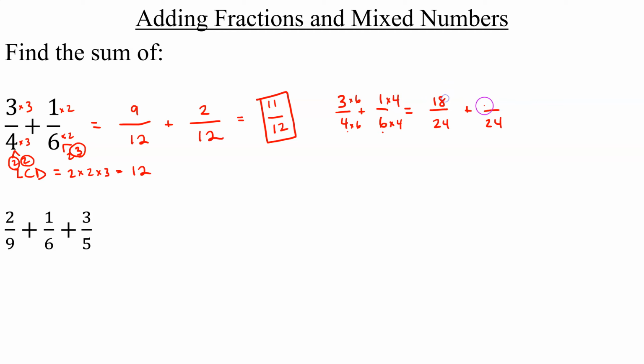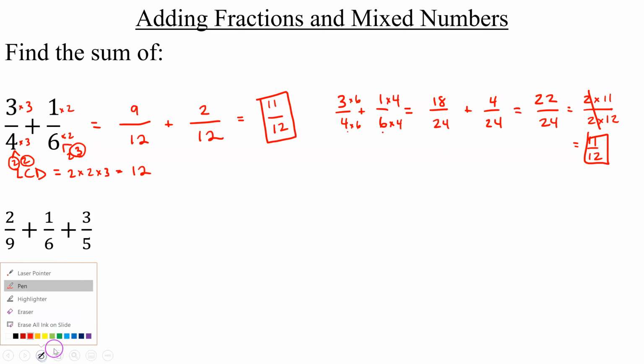3 times 6 is 18. 1 times 4 is 4. Now that we have common denominators, we can add the numerators together, and we get 22 over 24. However, you'll notice this is not in lowest terms. 22 is 2 times 11, and 24 is 2 times 12. We can cancel out the 2's, and we end up with 11/12.